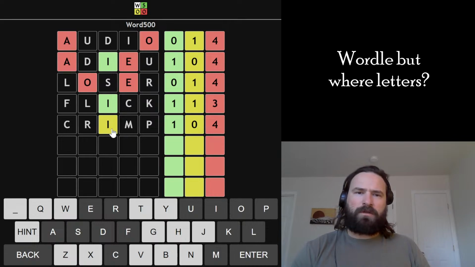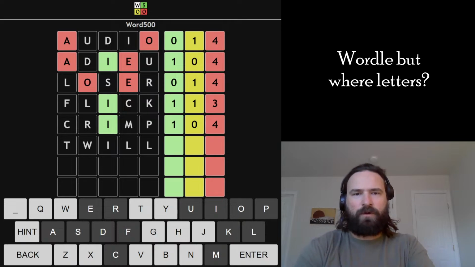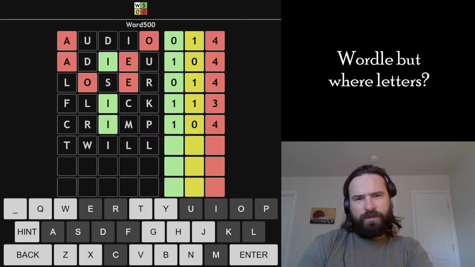Just 1 green. Still really thinking it's that I, so that kind of eliminates the C and the R in my mind. I tried the L twice. It could be like an I-L-L word. It's like twill, a word. It is. So maybe I'll give twill a shot.